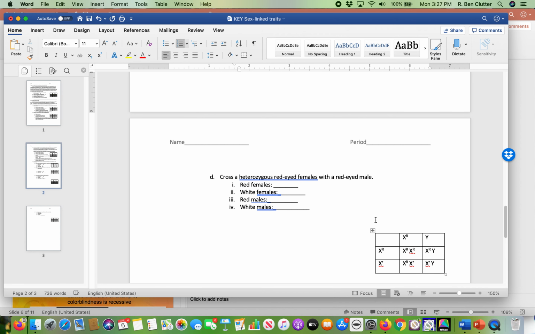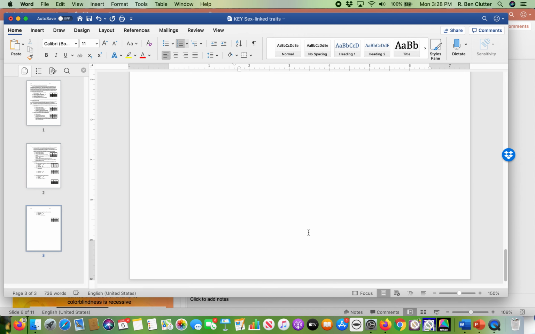And now we have letter D. This is going to be a heterozygous red-eyed female, good, with a red-eyed male. That's good. So red-eyed females, so both of those are red-eyed. That's 100. White-eyed females are going to be 0%. Notice that 50% of the females will be carriers. Red-eyed males will be 50%, and white-eyed males are going to be 50%.